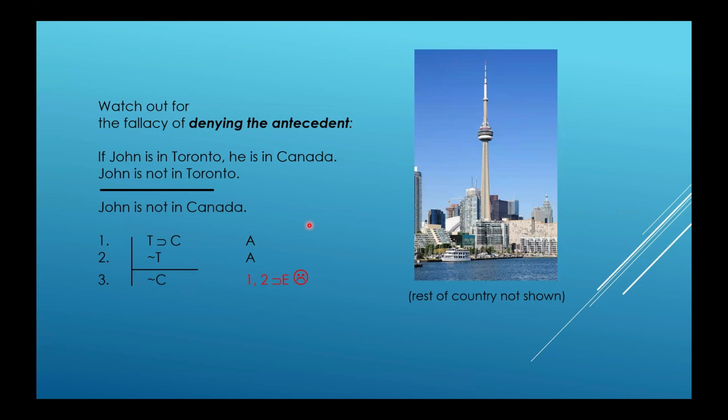Another one to watch out for is the fallacy of denying the antecedent. If John is in Toronto, he is in Canada. True premise here: John is not in Toronto, therefore John is not in Canada. So here you have the negation of the antecedent, and then you infer that the consequent has to be false. And again, this is not a valid argument. The fact that the antecedent is false doesn't mean that the consequent has to be false. The consequent could be true for other reasons besides the antecedent. Seems to me that the best way to get people in Western Canada not to commit a fallacy is to tell them that people in Toronto do it.